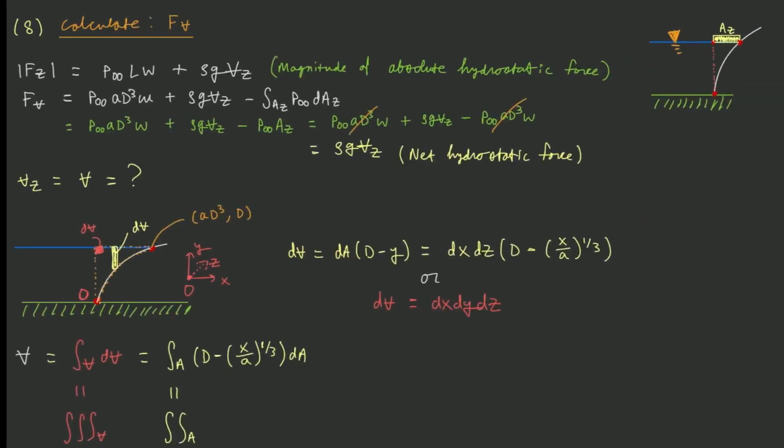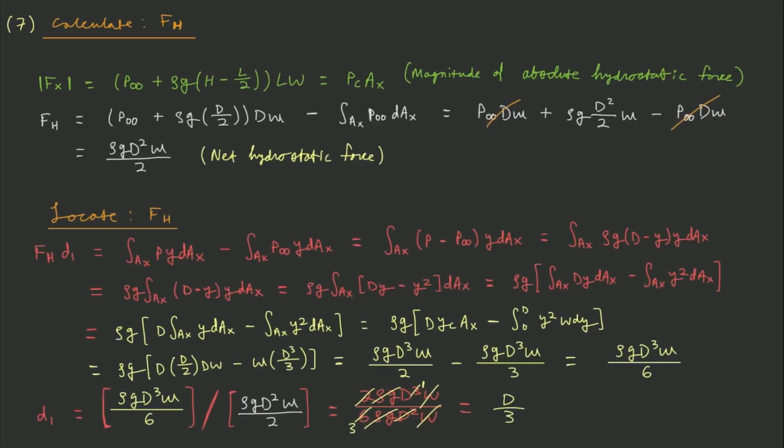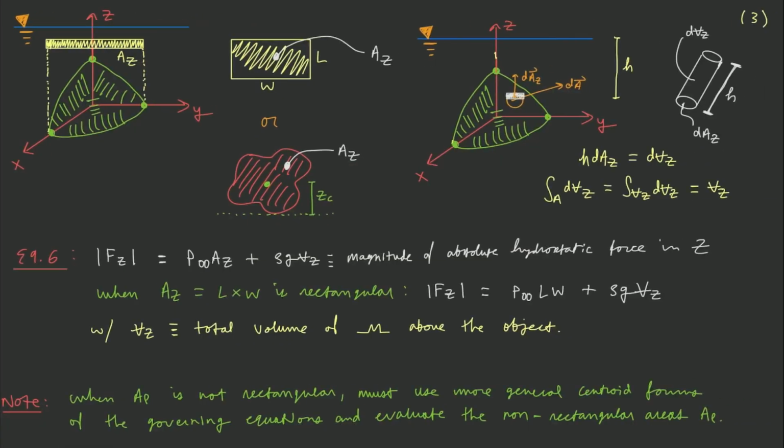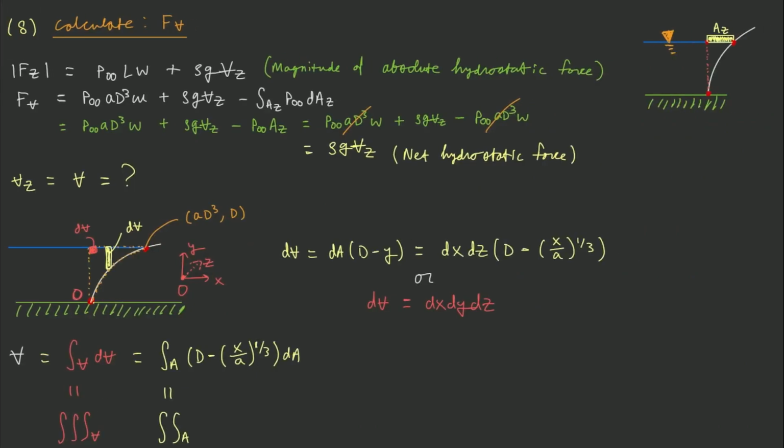So going on to the next slide, how do we calculate FV? So we start with this equation right here, the magnitude of Fz, or the magnitude of the absolute hydrostatic force, which includes the effects of the atmosphere, is equal to this equation right here. Let's verify that that's the equation that we get from our equation sheet, which is from these first few slides here again. Oh, right here. Yes, this is the equation we get from our equation sheet when we have a rectangular projected area, which we do.